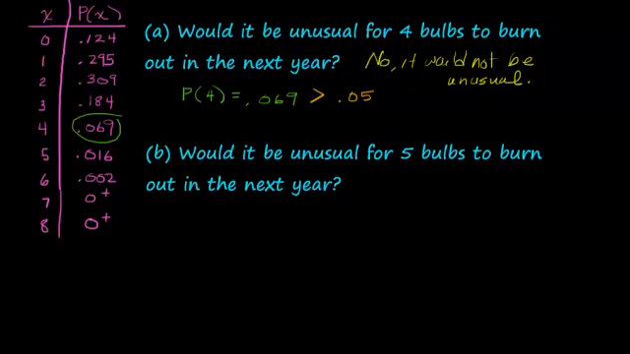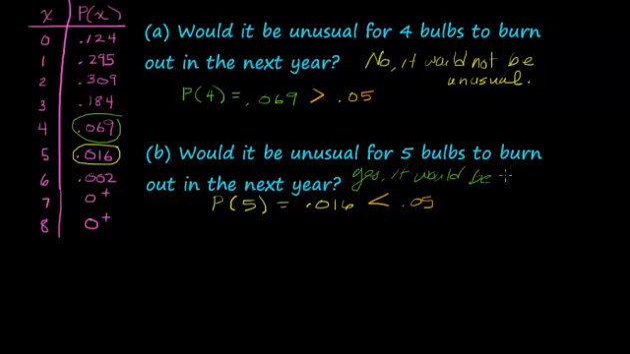So let's look for 5 in here. Here's the probability of 5. So the probability of 5 is equal to 0.016, and in this case that's less than 0.05. So our answer here is yes, it would be unusual. Okay, less than a 5% chance of happening, we consider that unusual. And here this is 0.016, so that's definitely less than 0.05.